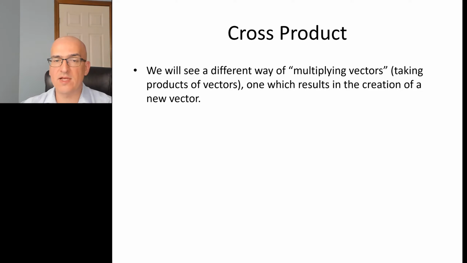Okay, welcome back to Mathematics 1229. This is the third lesson on section 1.2, vector multiplication.